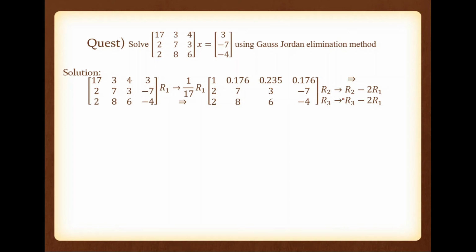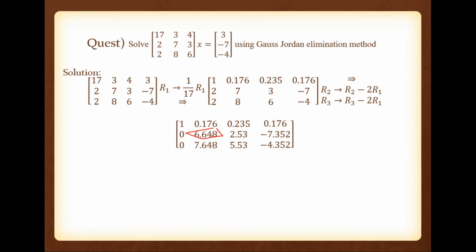Now what is the resultant augmented matrix after the first elimination? First row is not changed: 1, 1.176, 0.235, 0.176. Second row is 0, 6.648, 2.53, minus 7.352. Third row is 0, 7.648, 5.53, minus 4.352. So the first elimination is over. Now what is the second elimination? The second elimination is used to remove x2 from all rows except the second row. So except this row, we want to remove x2 from the remaining rows.